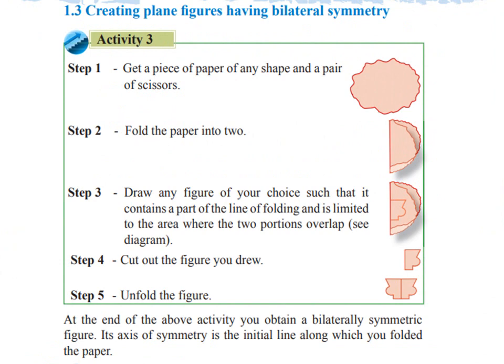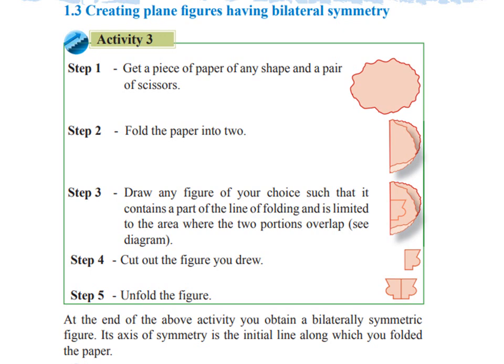So 1.3, creating plane figures having bilateral symmetry. This is the third activity in our textbook. Step 1, get a piece of paper of any shape and a pair of scissors. You should take a piece of paper of any shape. And then fold the paper into two.